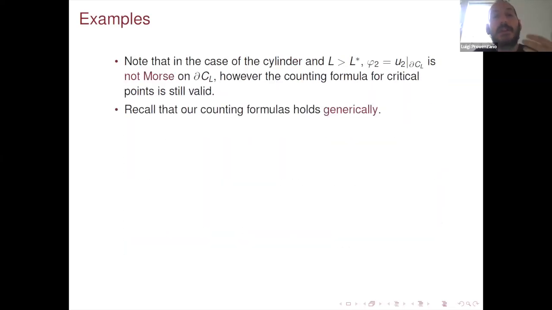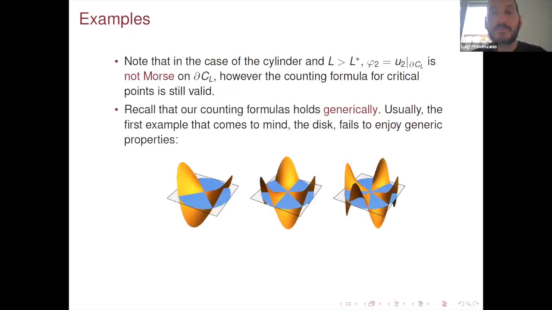Okay. And recall that our counting formulas hold generically. So morally, what does it mean generically? That if I ask you to think of a random domain and tell it to me, then it is almost sure that for that domain these formulas will hold, let's say, morally, like that. But if I really ask you this question, the first domain that you tell me is the disk or the sphere, the first one that comes to mind. But then usually for these domains, this generic stuff does not hold because of the symmetries, because of many reasons. And usually, in fact, many generic properties fail for disks or balls.